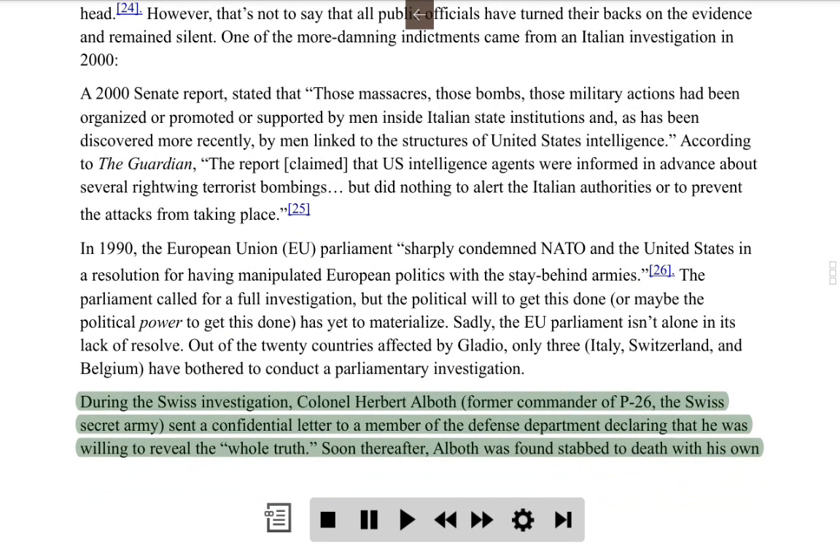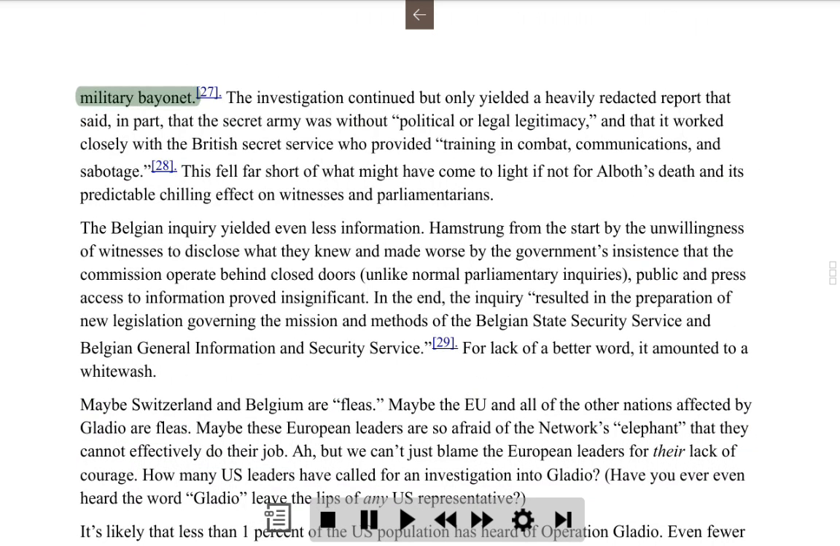During the Swiss investigation, Colonel Herbert Ulboth, former commander of P-26, the Swiss Secret Army, sent a confidential letter to a member of the Defense Department declaring that he was willing to reveal the whole truth. Soon thereafter, Ulboth was found stabbed to death with his own military bayonet.